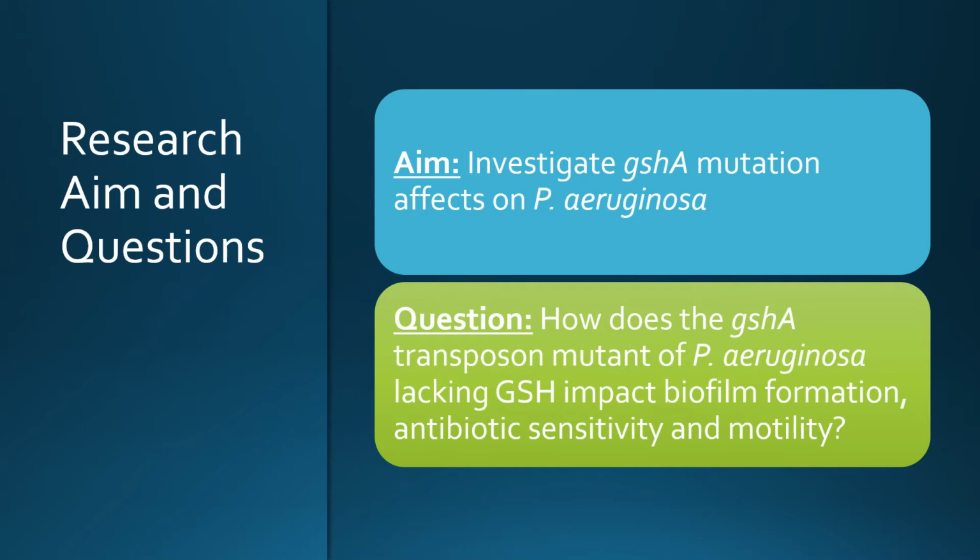So the aim or the goal of this paper was to investigate how a mutation in the gshA gene affects Pseudomonas aeruginosa. The main question was, how does the gshA transposon mutant of Pseudomonas aeruginosa lacking the gshA impact biofilm formation, antibiotic sensitivity, and motility of this bacteria?